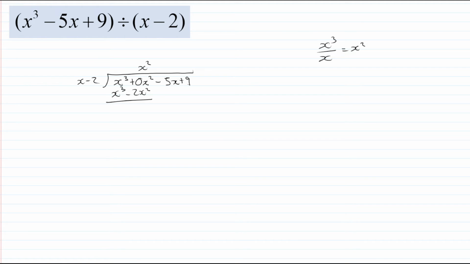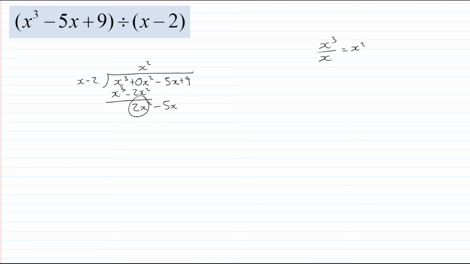And then we'll subtract. Now, when you subtract, be very careful here. We know this is going to work out to 0. That should always happen if you're doing this correctly. But watch out here. You have 0x squared minus negative 2x squared. So that actually is the same as saying 0x squared plus 2x squared. So that's 2x squared. And we'll bring down that minus 5x. All right, and then we'll repeat the process.